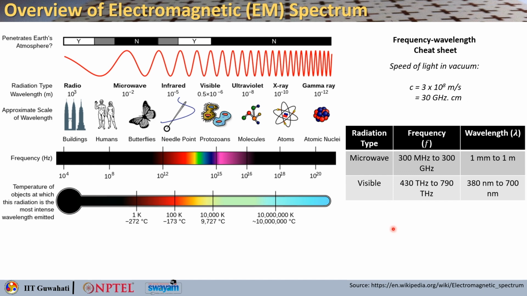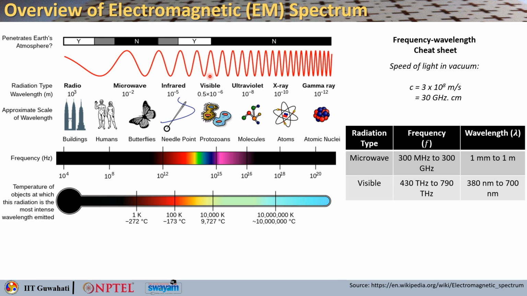Now in this particular course, we will be focusing mainly on microwave and visible radiation. For microwave, as you can see, the frequency range is from 300 megahertz to 300 gigahertz. That means the wavelength will be from 1 millimeter to 1 meter. And in the visible, we are going from 430 terahertz to 780 terahertz, and the wavelength range is from 380 nanometer to 700 nanometer. So these are just to tell you that we are basically focusing on microwave and visible in this particular course.